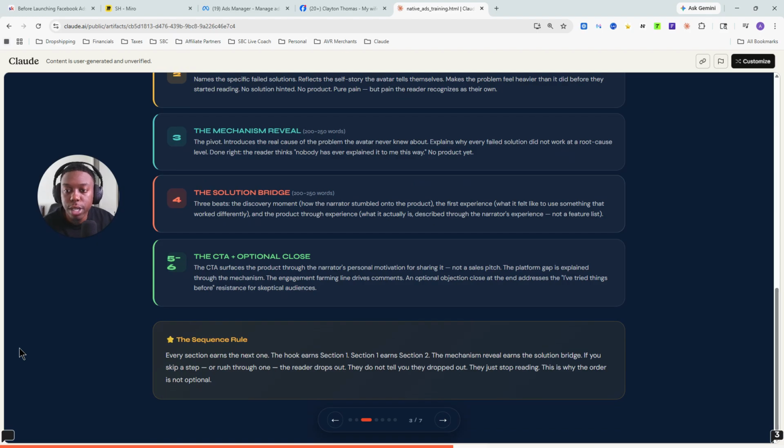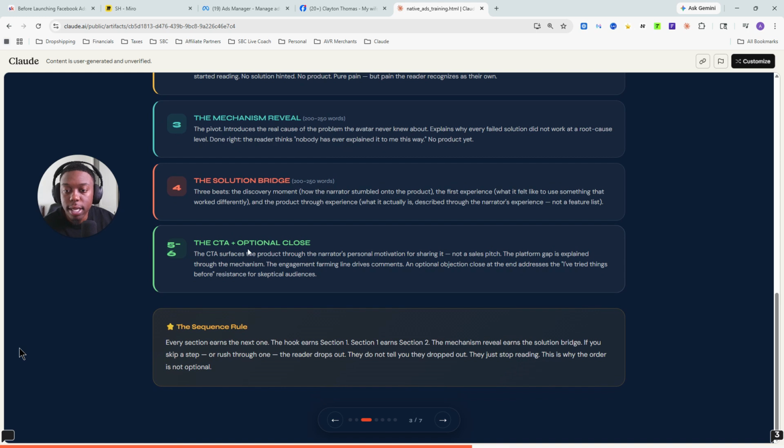Now, step 4 is the solution bridge, three beats. So the discovery moment, how the narrator stumbled onto the product. The first experience, what it felt like using that product for the first time and why it was different. And then the product through experience, what it actually is, describing it through the narrator's experience, not a feature list. So we're not trying to say, well, this product has this functionality, this functionality, this functionality. We're simply trying to storytell the actual experience the person goes through after using the product for a little bit. And then last but not least is the CTA and optional close.